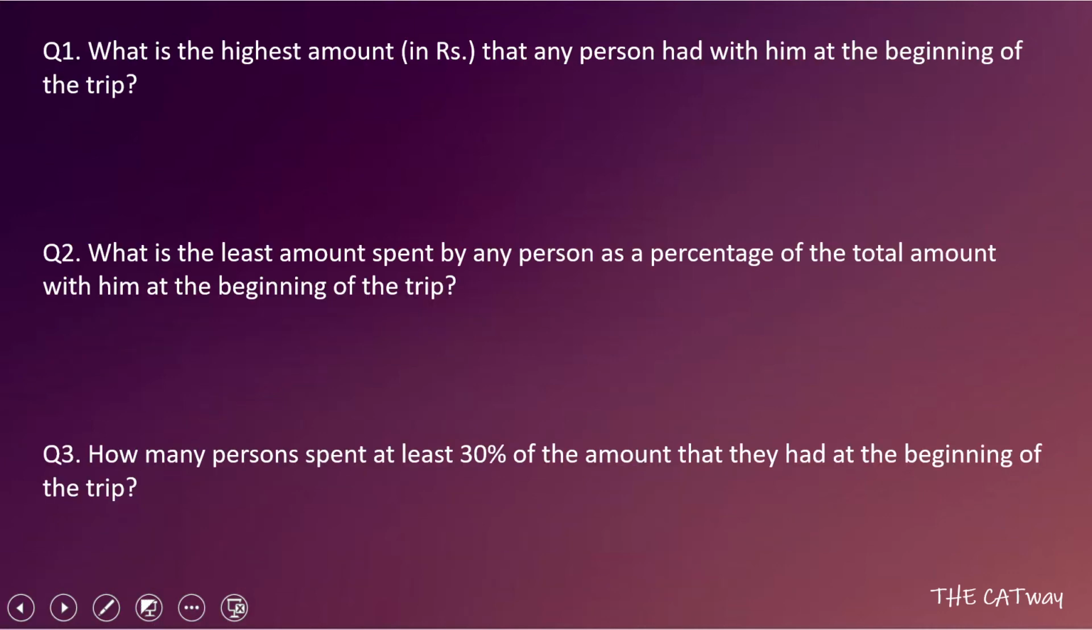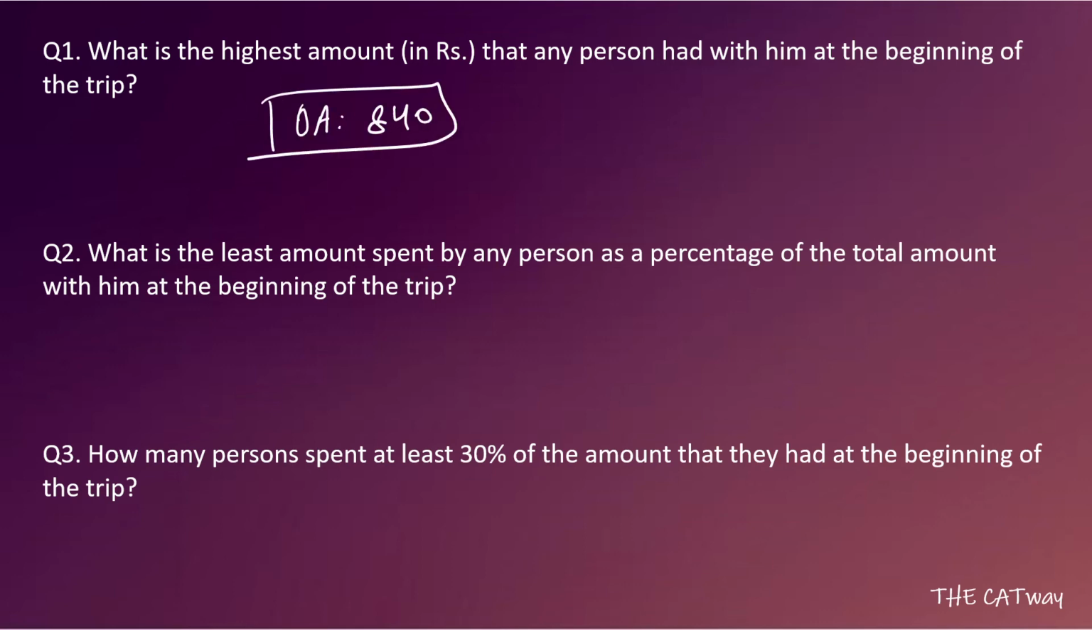So the first question is, what is the highest amount that any person had with him at the beginning of the trip? So at the beginning of the trip, we can see that B had the highest amount, and that was rupees 840. So our correct answer will be 840. That is the highest amount that any person had with him at the beginning of the trip.